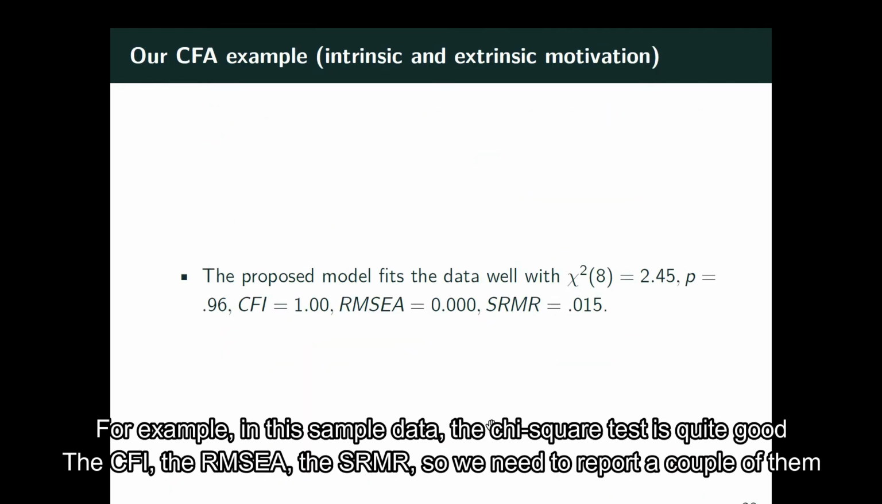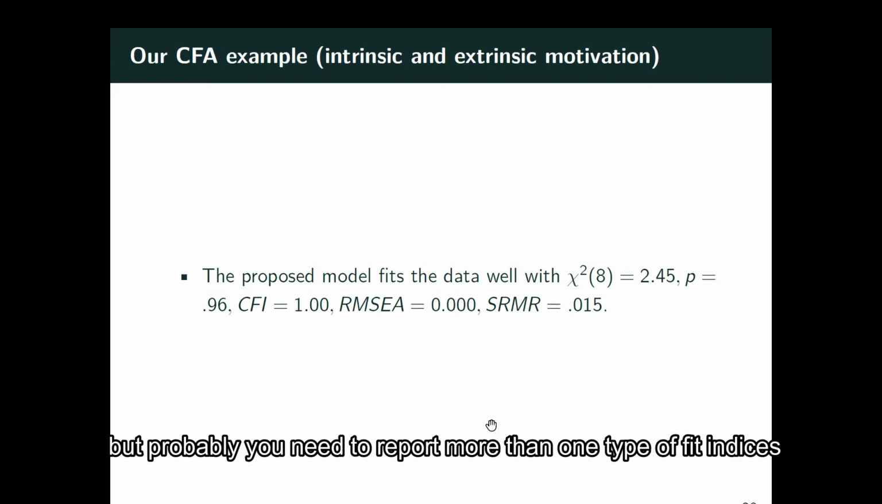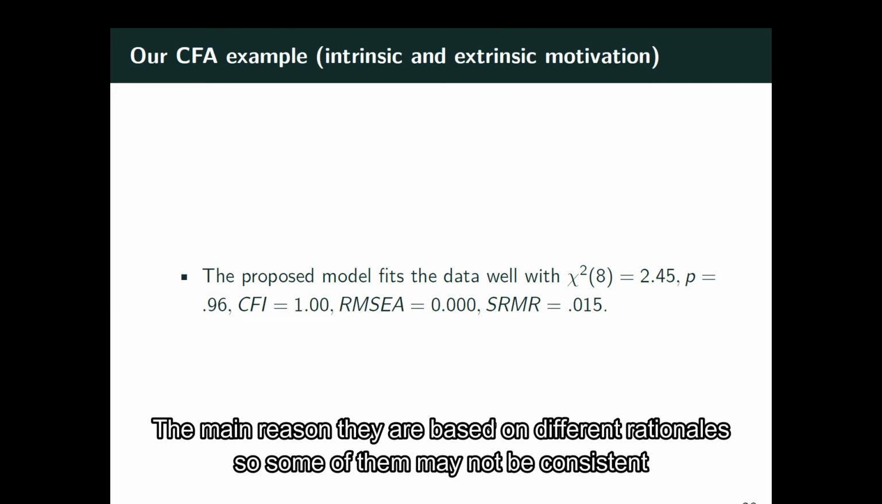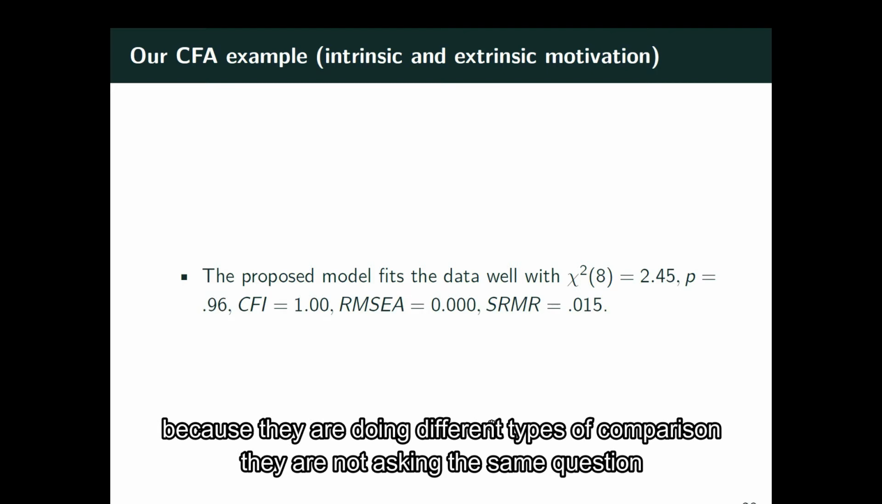For example, in this sample data, the chi-square test is quite good, and so are the CFI, the RMSEA, and the SRMR. So we need to report a couple of them. The exact preference may depend on, let's say, the reviewers' or the editor's preference, but probably you need to report more than one type of fit index. The main reason is they are based on different rationales, so some of them may not be consistent. Some of them will be very high, some of them could be very low, because they are doing different types of comparisons. They're not asking the same questions.